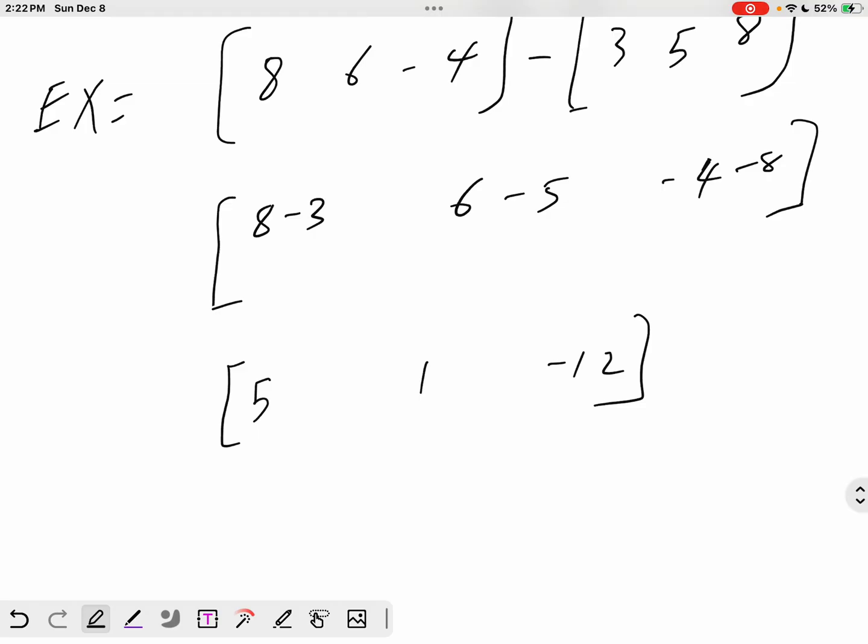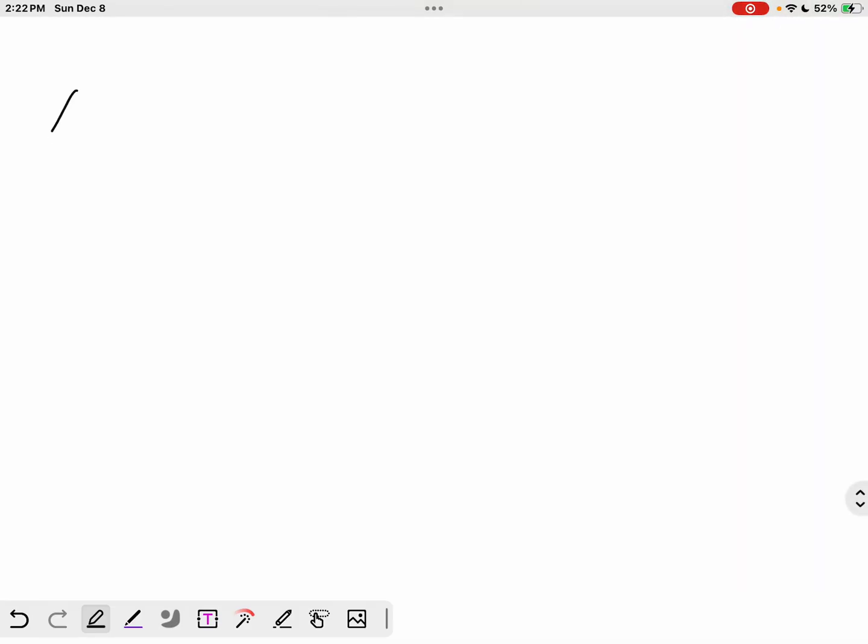Okay, so that's how we add and subtract matrices. Remember, the dimensions must be the same. Next one is scalar multiplication. If a scalar factor is given, we just multiply by that. So that's the easy one. Scalar multiplication.